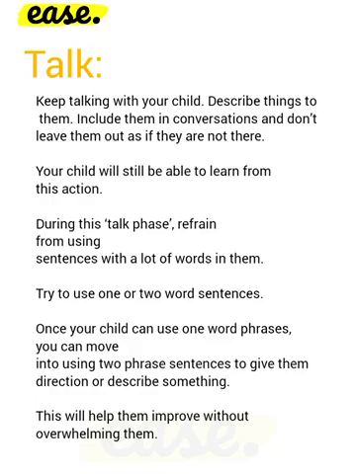Once your child can use 1 word phrase, then you can move into using 2 phrase sentences to give them directions to describe something. What do I mean by this? For example, if you want to describe a fruit to them, like orange, you can say, oh, this is an orange. It is yellow. It is juicy on the inside. It provides vitamins.